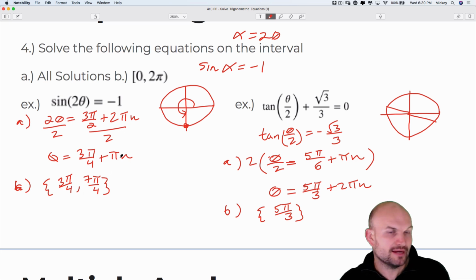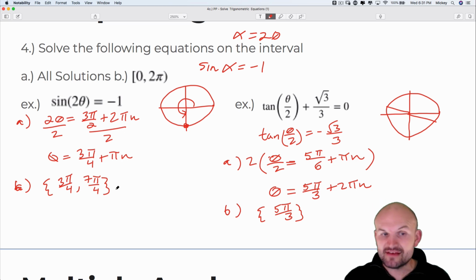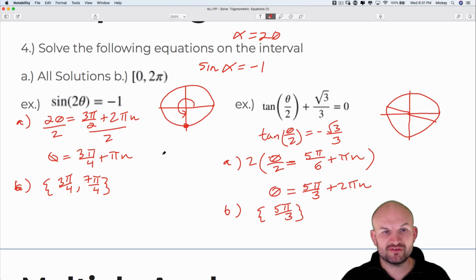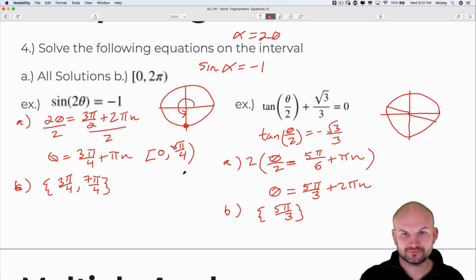When n is 1, I have pi, right? So pi in terms of fourths is 4 pi over 4. 4 pi over 4 plus 3 pi over 4 gives me 7 pi over 4. I can't add pi again because that would take me to 11 pi over 4, right? If you add 7 pi over 4 plus 4 pi over 4, that's 11 pi over 4, which is larger than 2 pi. Because remember, in terms of fourths here, 0 to 2 pi is 8 pi over 4. So you just want to make sure that you put 2 pi in terms of those constraints.